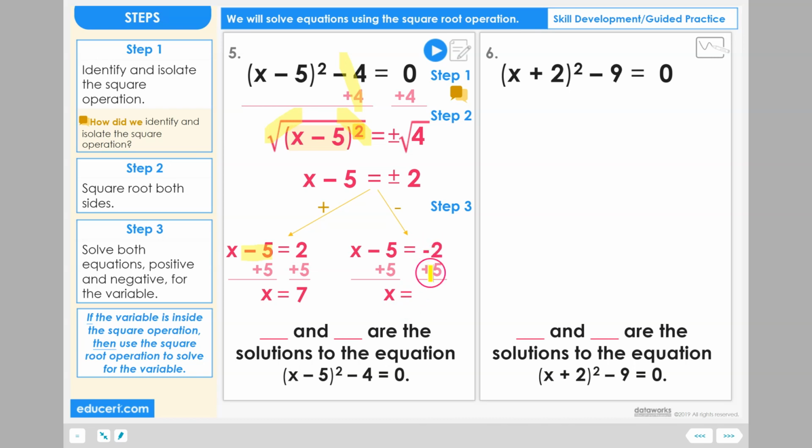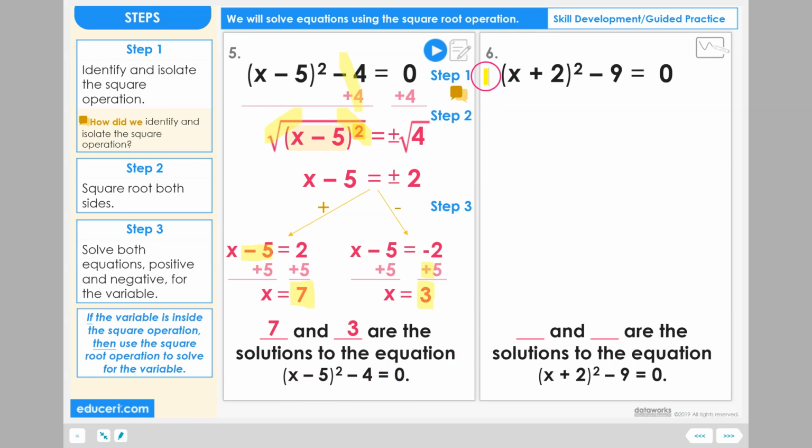Here we have different signs. The bigger value comes from the positive of 5, and we subtract 5 minus 2 equals 3. We keep it positive, positive 3. 7 and 3 are the solutions to the equation. The quantity x minus 5 squared minus 4 equals 0.